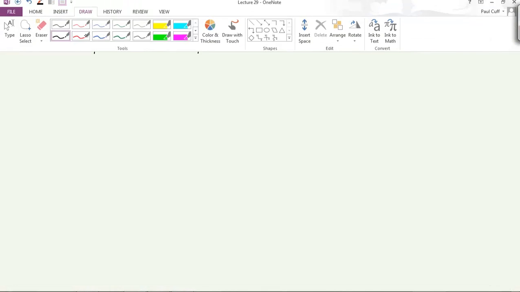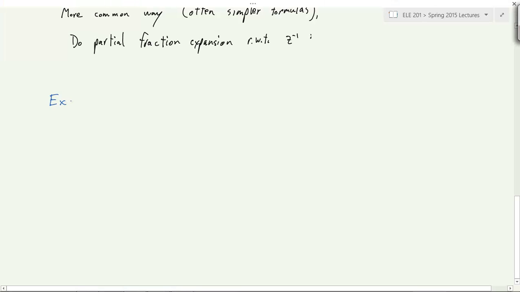So here's the example. Let's say you have H of z is the following. It's been factored for us. In fact, this formula came straight from the lecture notes in the last lecture. We started with a block diagram, we ended up with this. All right, so let's do the causal inverse of this.